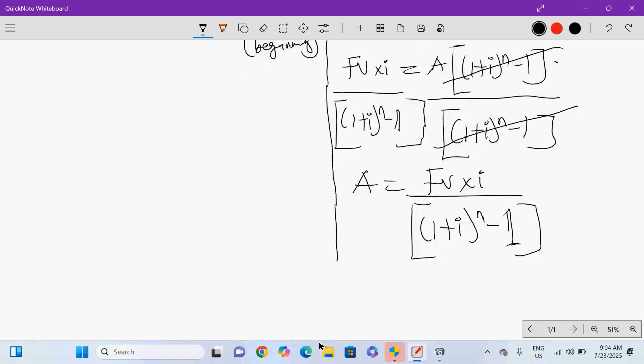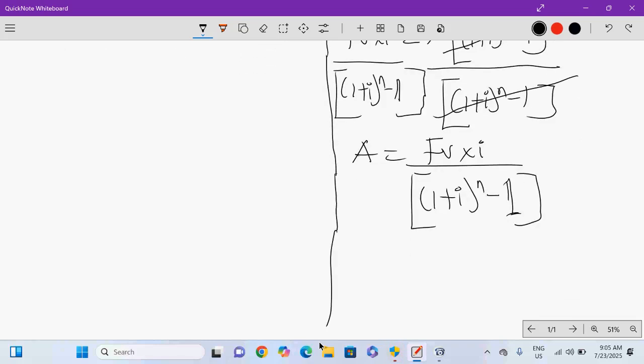So from here we can just insert the figures. What is the future value? 20,000 times the interest, 20%, so 0.20.